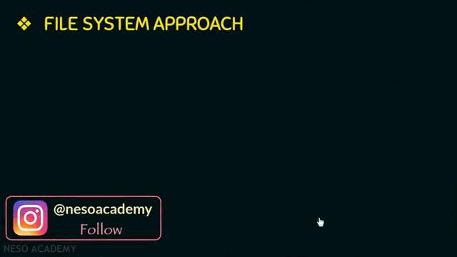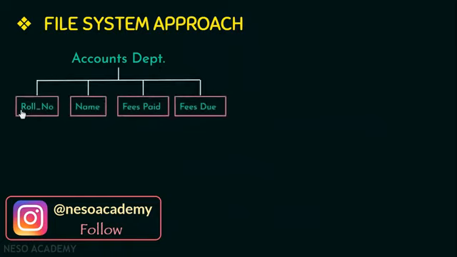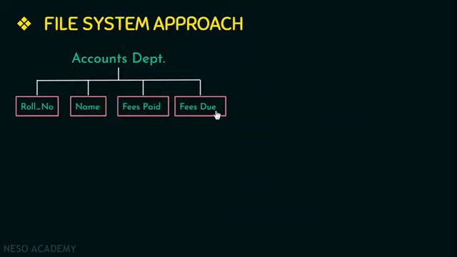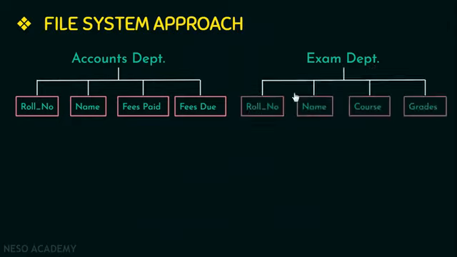Now, for example, if I have one user, say the accounts department, who keeps track of the student fees and their dues, this user just needs the student roll number, student name, the fees paid by the students as well as any dues. And if I have another user, say the exam department, who keeps track of the grades received by the students, that is, it can have student roll number, student name, course, and the grades received by that student in a particular course.